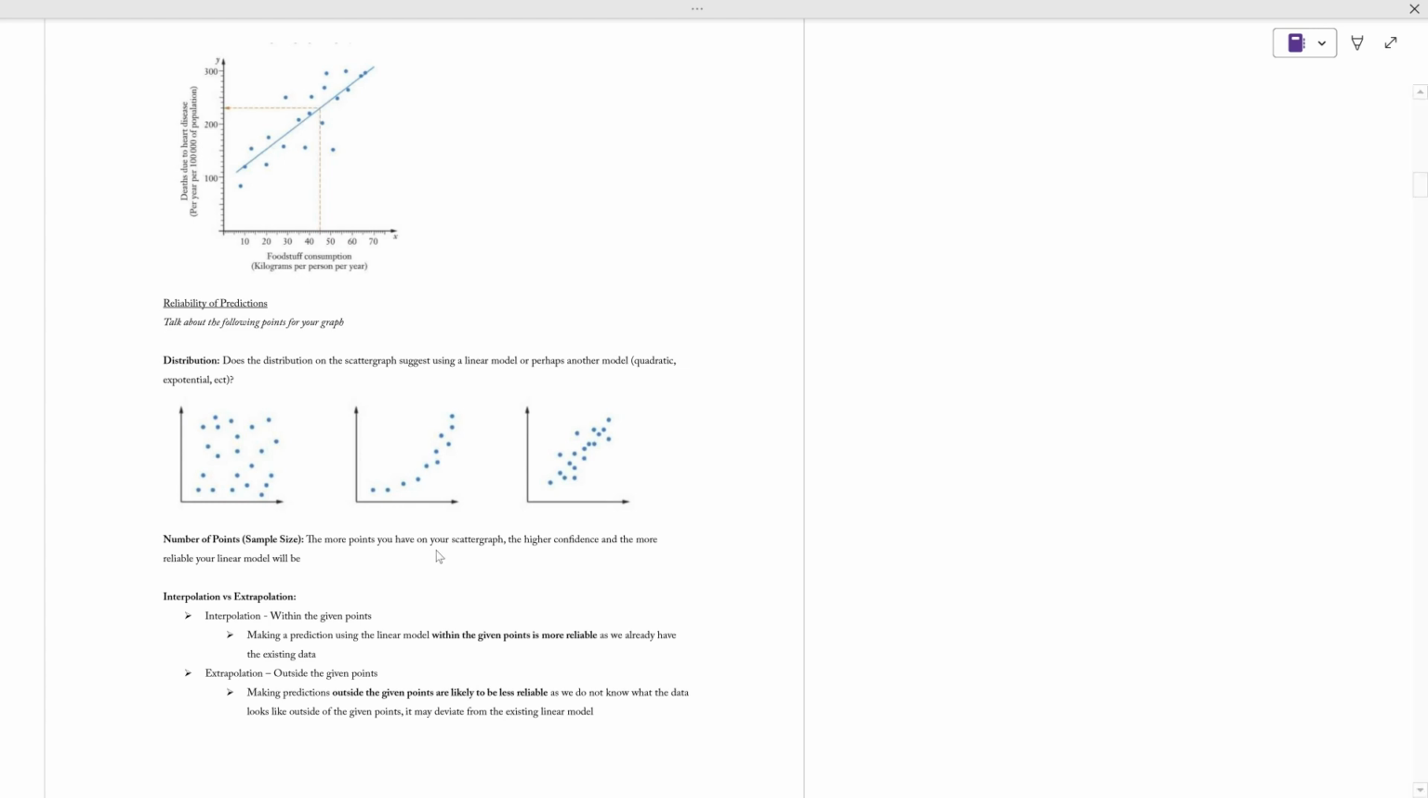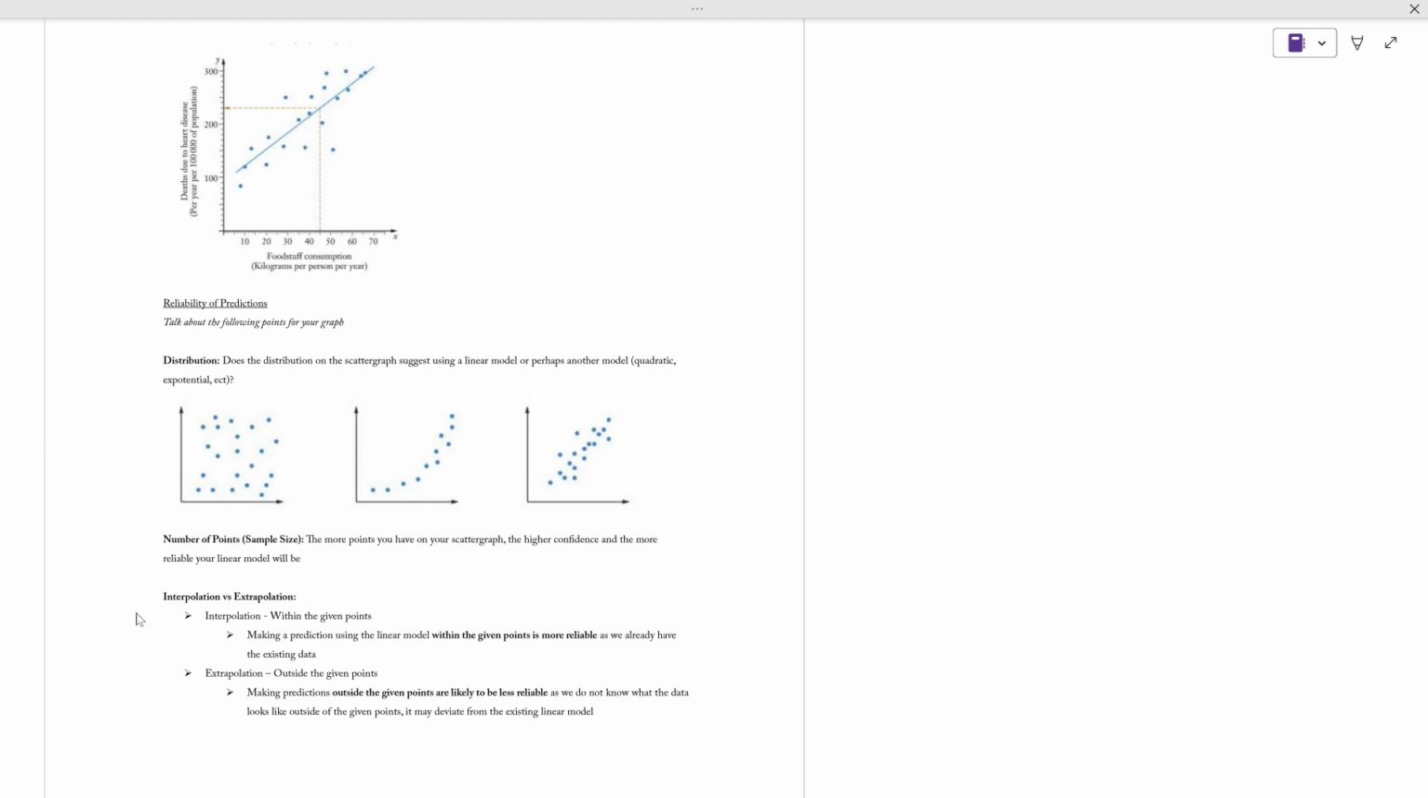The second point is the number of points, so sample size. The more points you have on a scatter graph, the higher the confidence and the more reliable your linear data will be. Take, for example, this one here. Obviously, it looks pretty linear, so it makes sense to put a linear model. However, let's say you had only 5 dots. It'd probably look pretty weak, and you can't say for certain that it will look like this. So the larger your data set, the larger your sample size, the more confident you can be in your data.